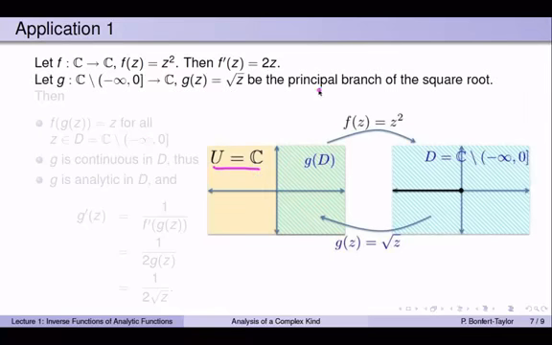Let's now look at the principal branch of the square root function. Remember, we couldn't really define the principal branch of the square root function on the entire complex plane. We had the same issue. We had to cut open the complex plane, take away the negative real axis, for example, and that made the principal branch of the square root function a continuous function. Remember how that was defined?